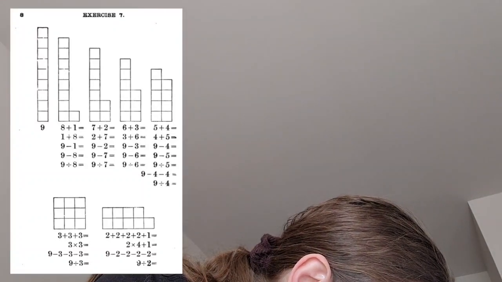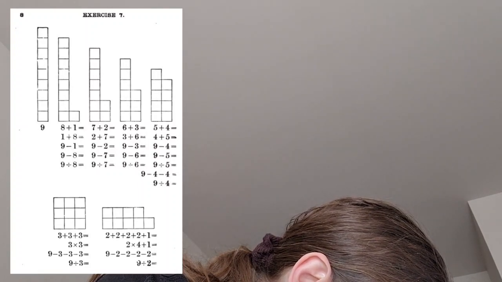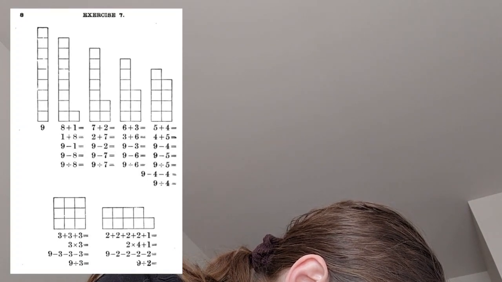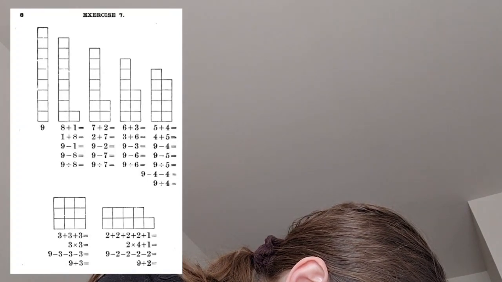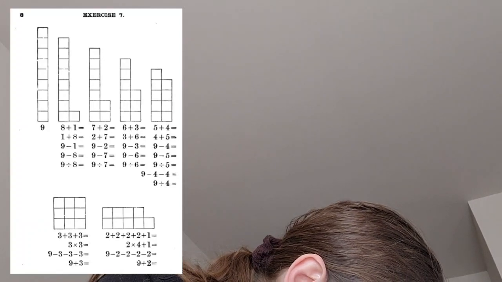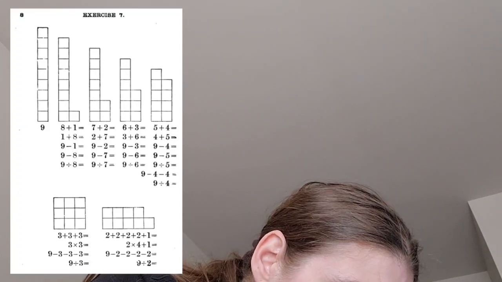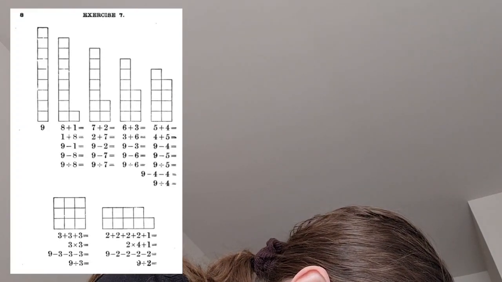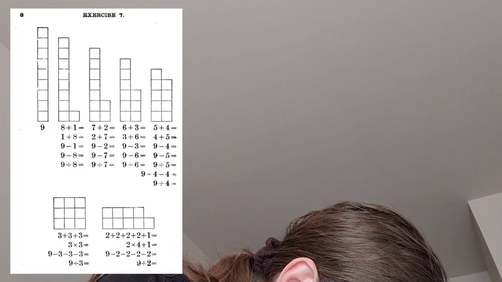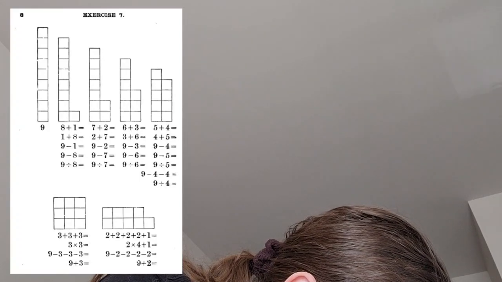5 and 4 are 9. 4 and 5 are 9. 9 less 4 is 5. 9 less 5 is 4. 9 divided by 5 is 1 and 4/9 or 4/5. I'm starting to forget. I think it's 1 and 4/9.